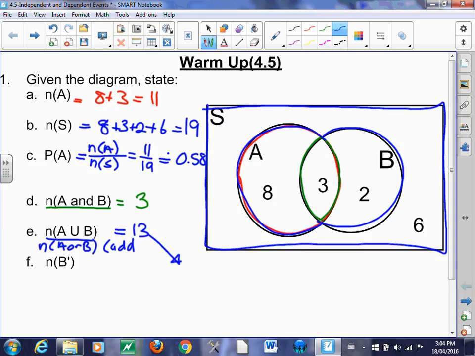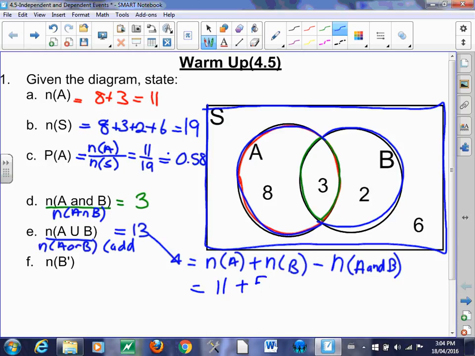If you use that principle of inclusivity, you may have said it equals the number in A plus the number in B, and subtract the number in A and B, which is the upside down n, if you want to know that, which is what we wrote up here. So this is number of A and B. So let's do that. The number in A is 11, plus the number in B, which is 5, and then you subtract the overlap, which is 3. So 16 minus 3 equals 13. Or you just add them up.